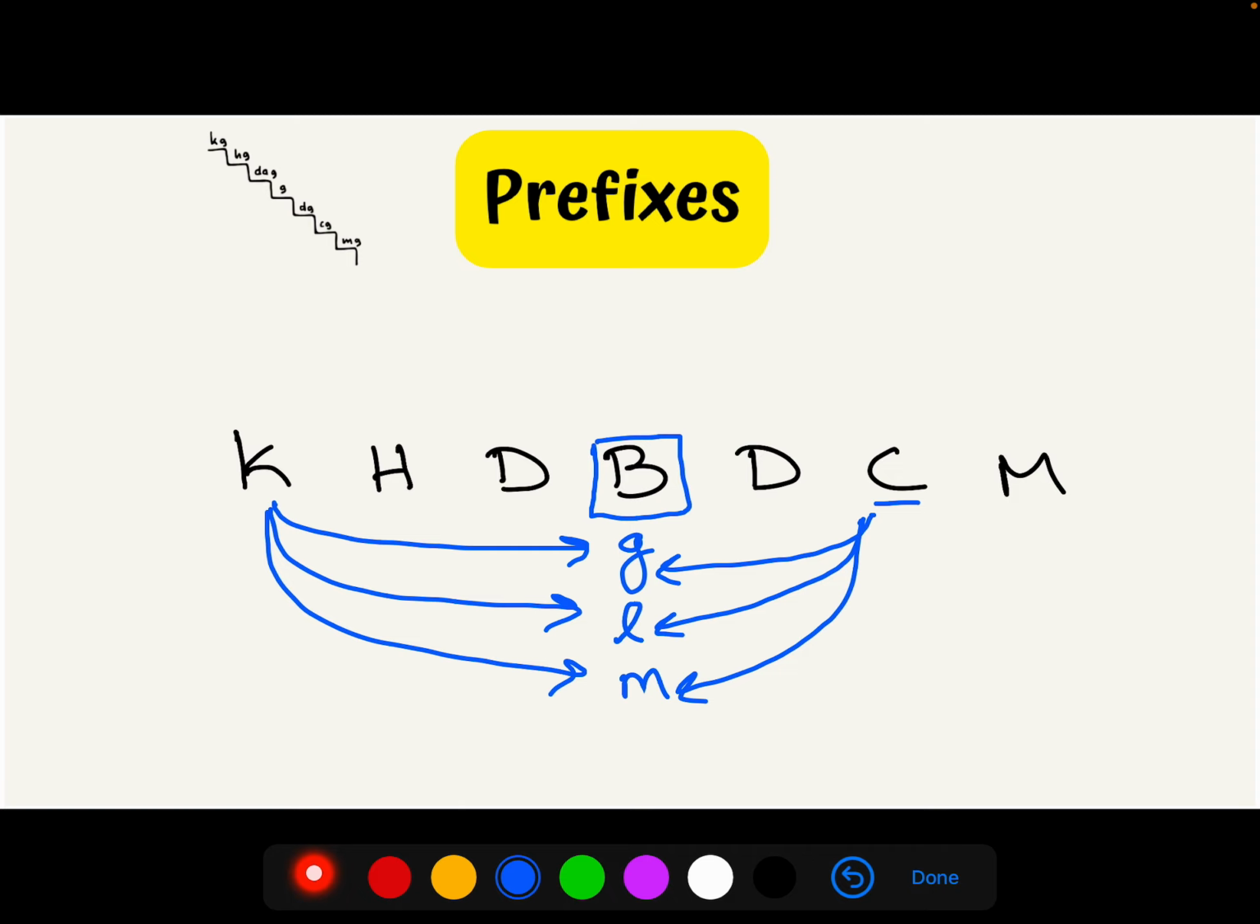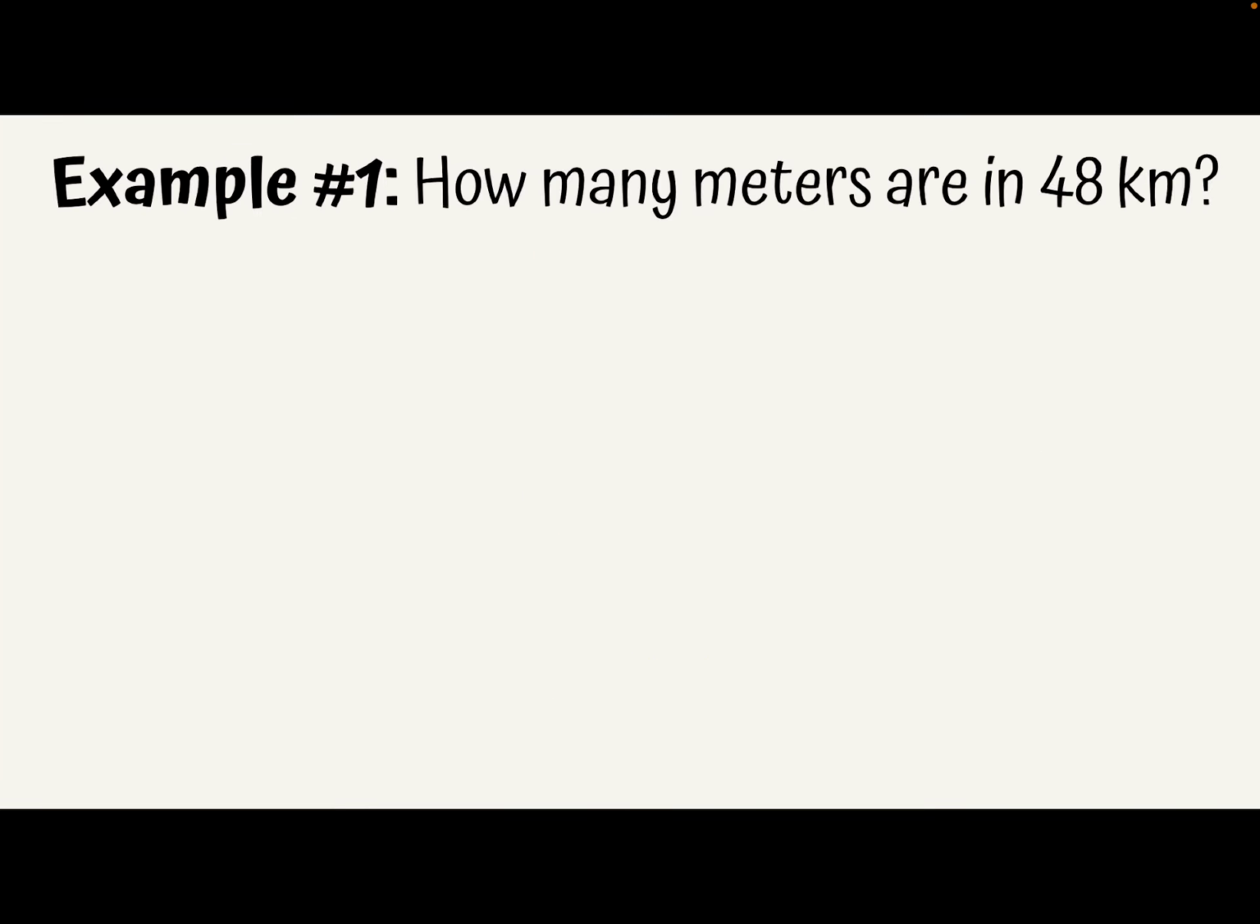Okay, so we're going to use this mnemonic, King Henry died by drinking chocolate milk, to solve the next few practice problems. So let's go ahead and take a look at that.